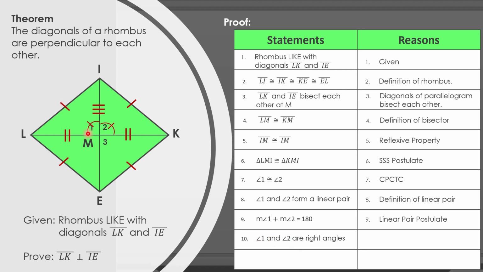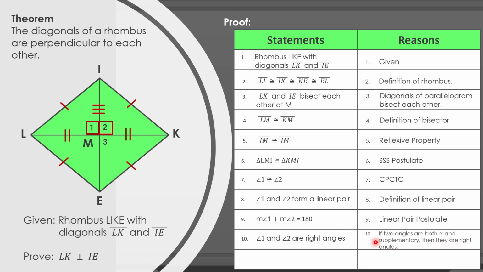So instead of using these markings, we will use the square marks to show that these two are right angles. So for the reason, if two angles are both congruent as measured in statement number 7 and supplementary as mentioned in statement number 9, then they are right angles.